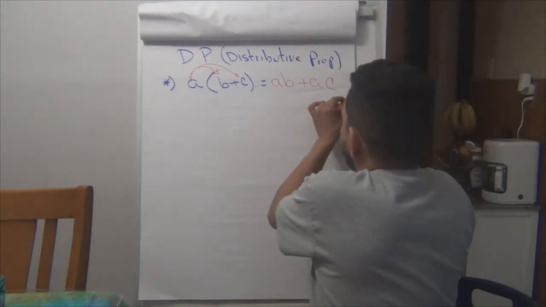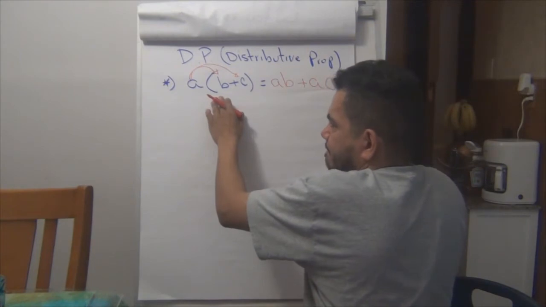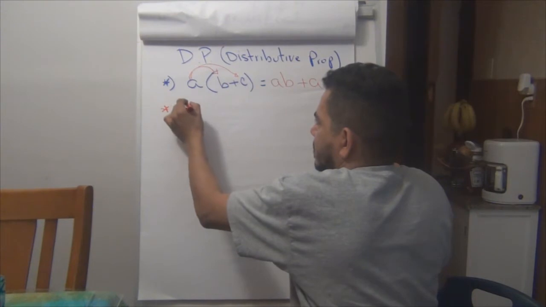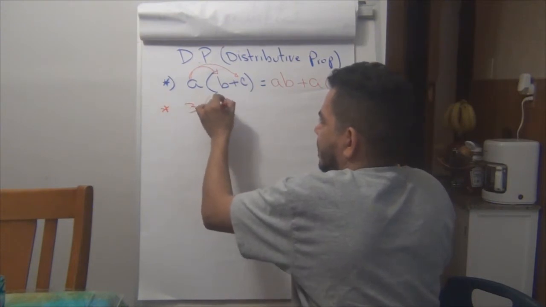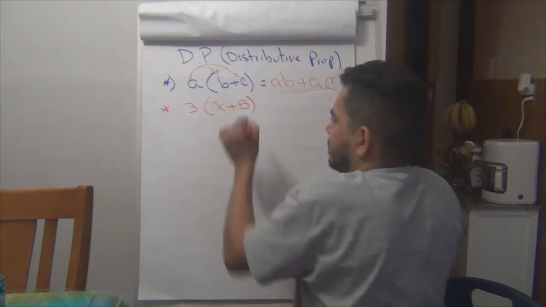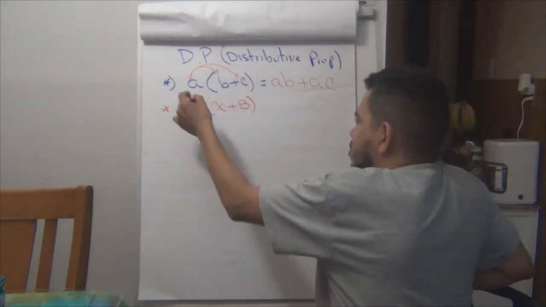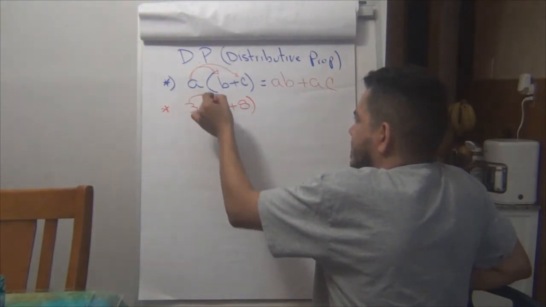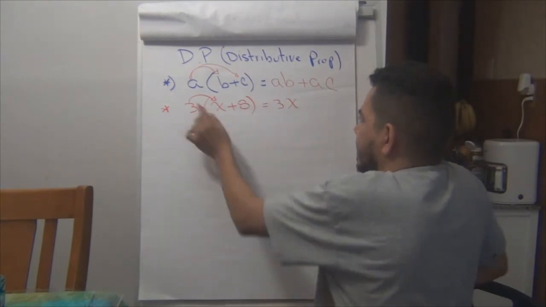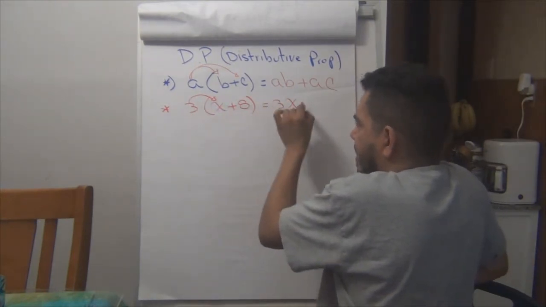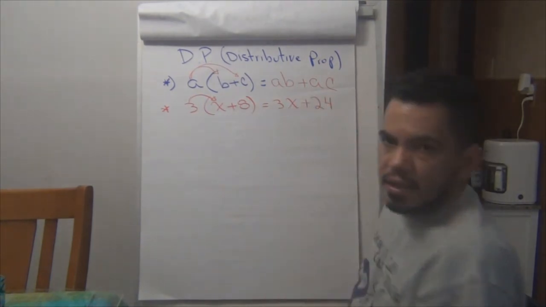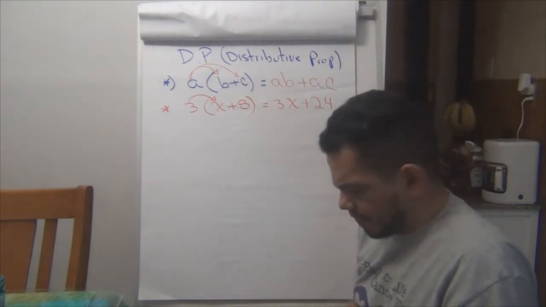Okay, let's have another example. Let me give you a different example so we understand what the distributive property is all about. Let's have the number 3 times the quantity x plus 8. Okay, so let's start distributing. 3 times x, a number times a letter is the number and the letter. 3 positive times positive, positive. 3 times 8, 24. So my final answer is 3x plus 24.